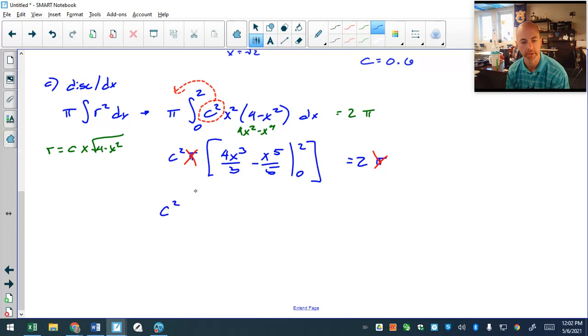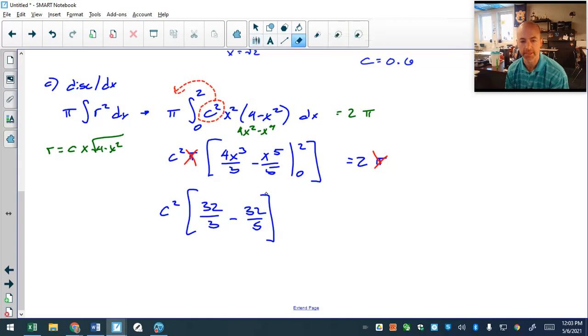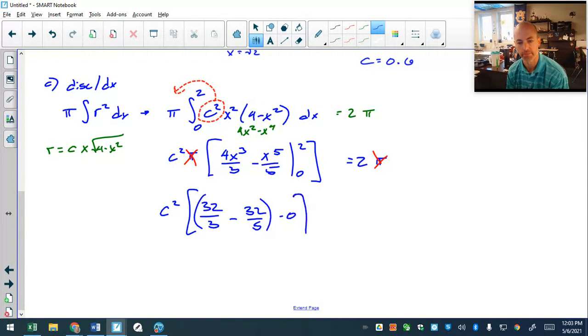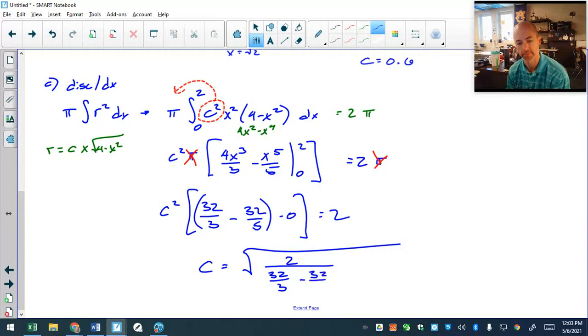Okay, we're almost done. C squared, I'm going to plug in 2. 4 times 8 is 32 over 3 minus 2 to the fifth is 32 over 5. I would subtract the 0. If you plug in 0, you will get minus 0. So maybe I'll appease the gods of math and write that in symbolically, minus 0. All of that is equal to 2. And I'm going to take advantage of College Board's policy on not simplifying answers. C is going to be the square root of 2 divided by all of that, 32 thirds minus 32 fifths. And there is your answer for C, whatever that ugly number is.